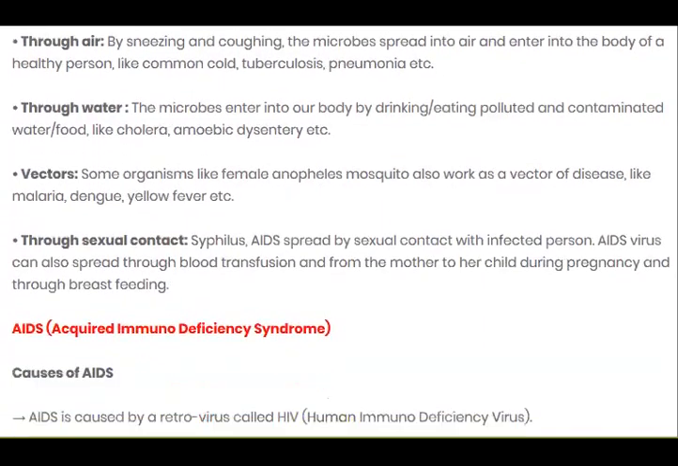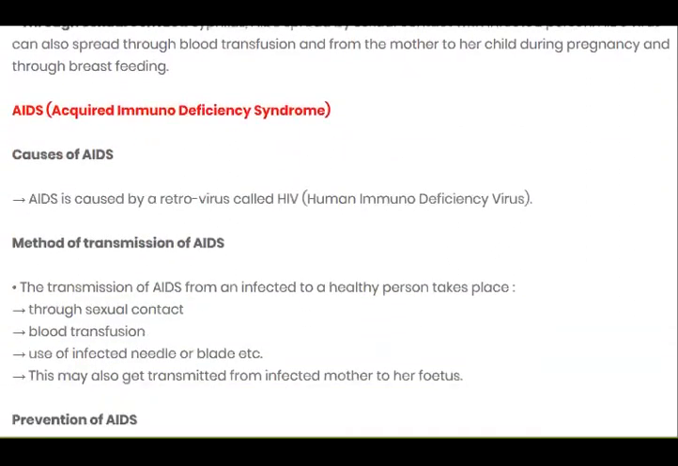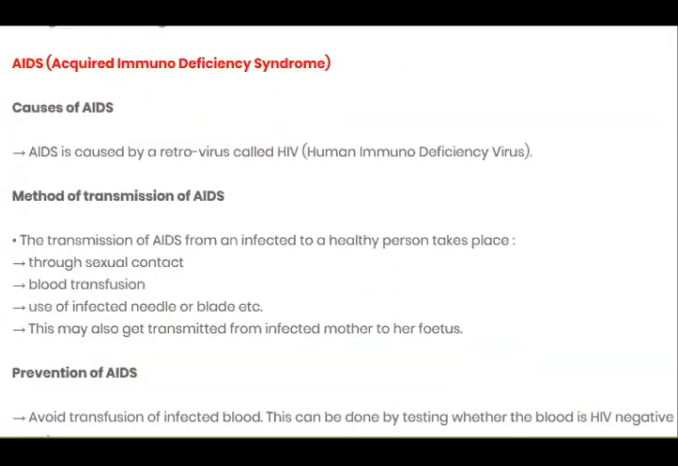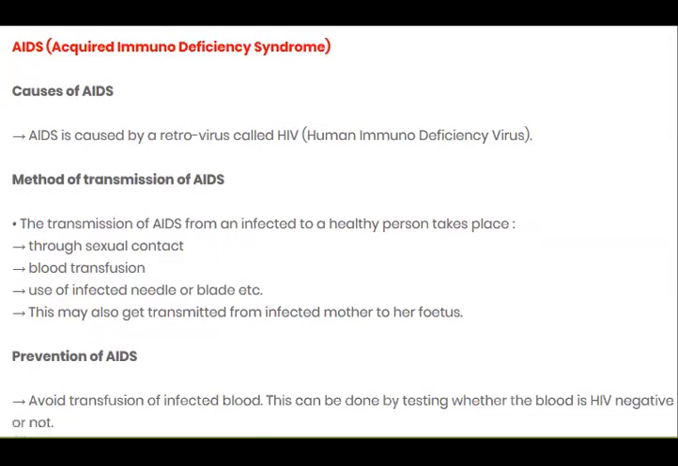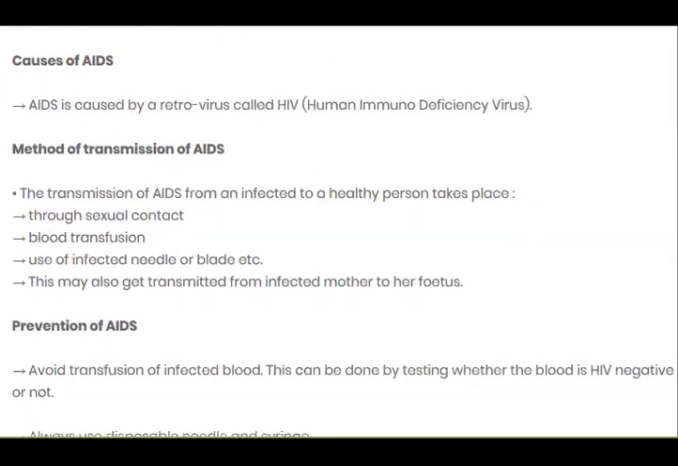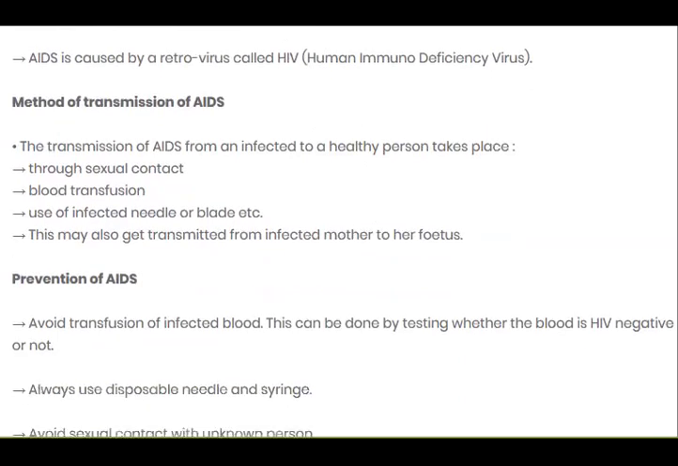Now, a small note is there about AIDS. It is a very important question. What is AIDS? The full form of AIDS is acquired immunodeficiency syndrome. How is AIDS caused? It's caused by a retrovirus called HIV, human immunodeficiency virus. And the methods of transmission from an infected to a healthy person are through sexual contact, through blood transfusion, use of infected needle or syringe or blade, etc. And it also gets transmitted from an infected mother to her fetus during her pregnancy or also to a baby during breastfeeding.